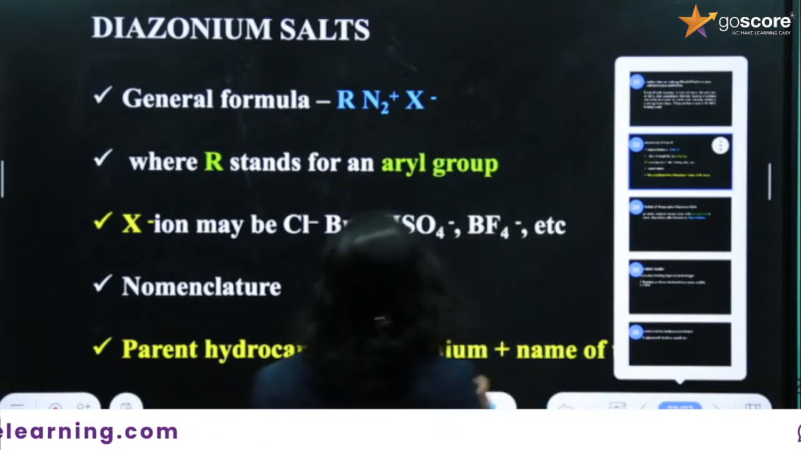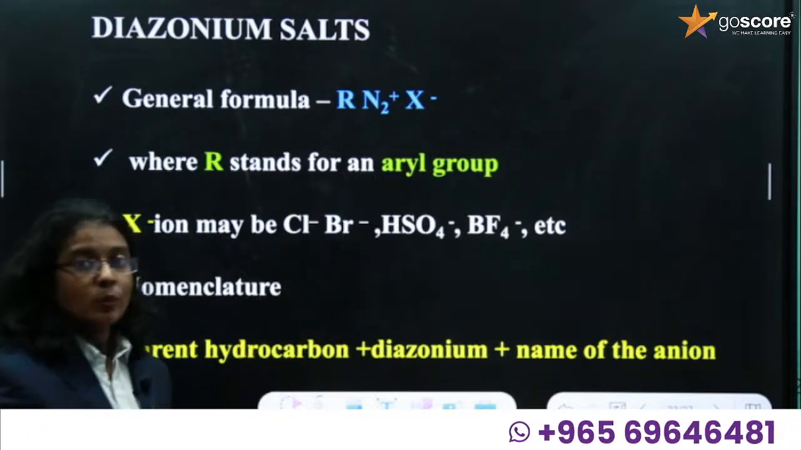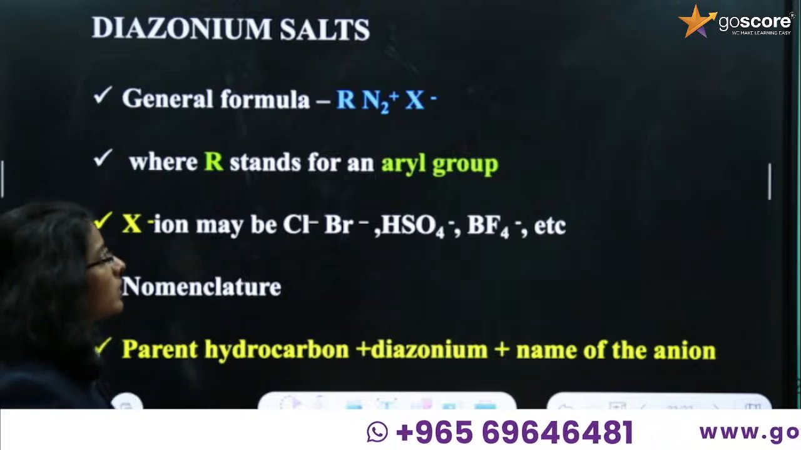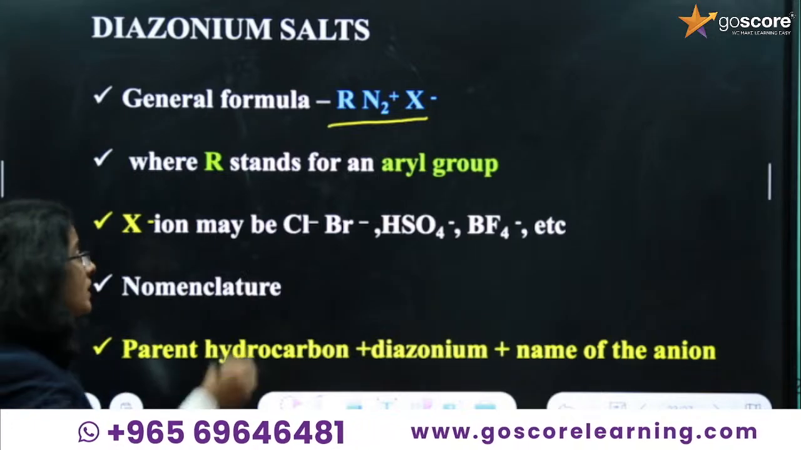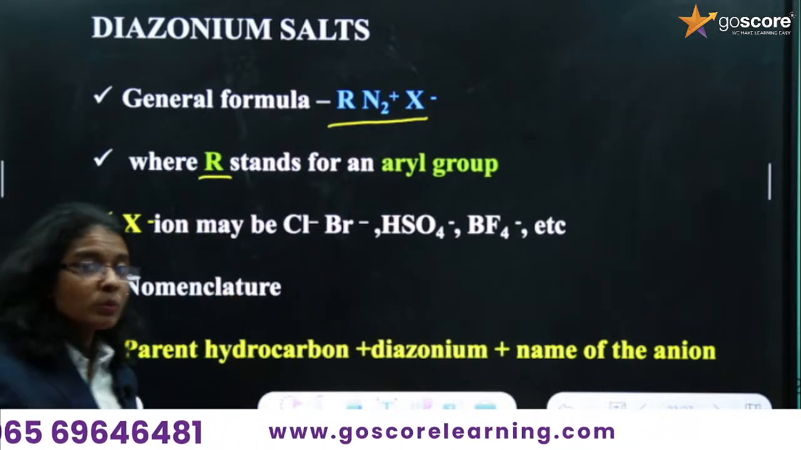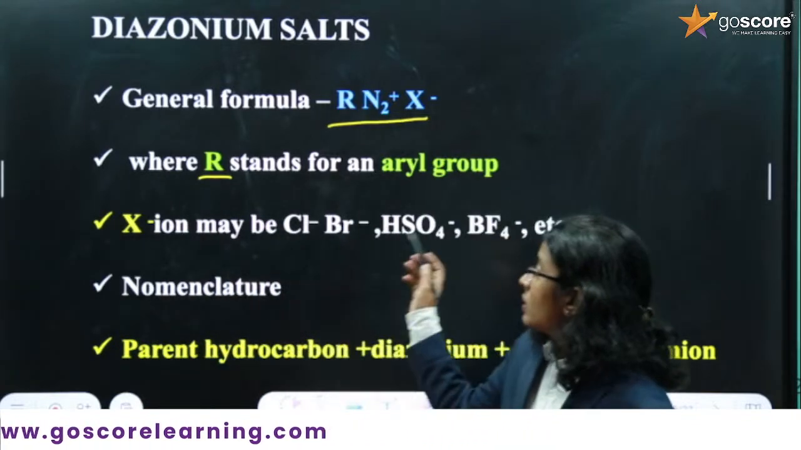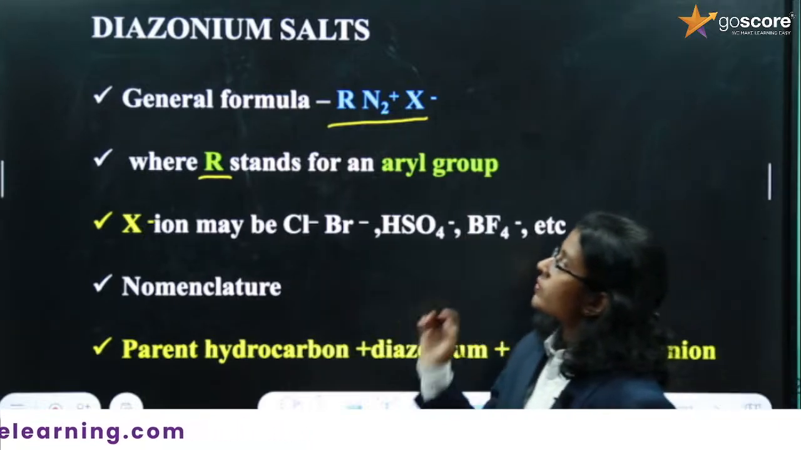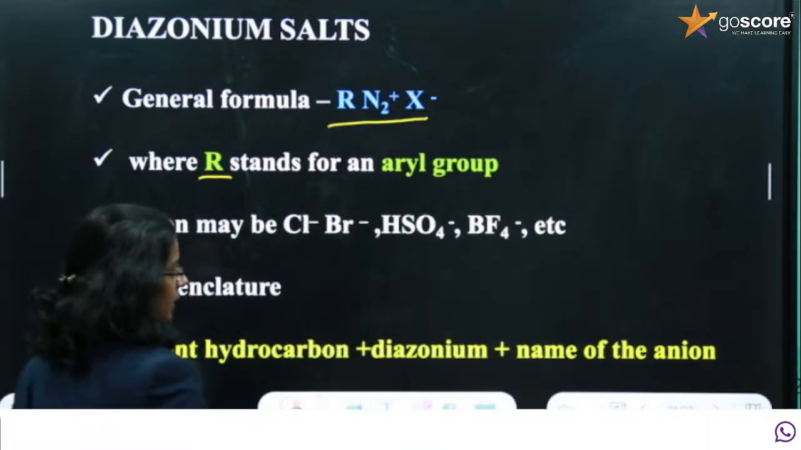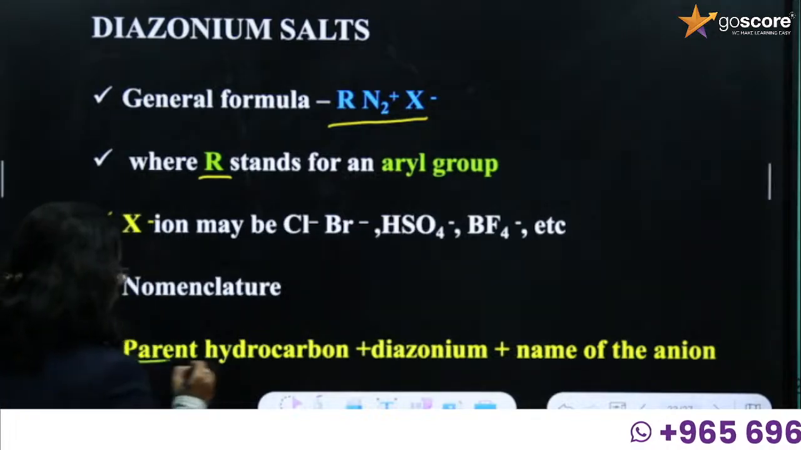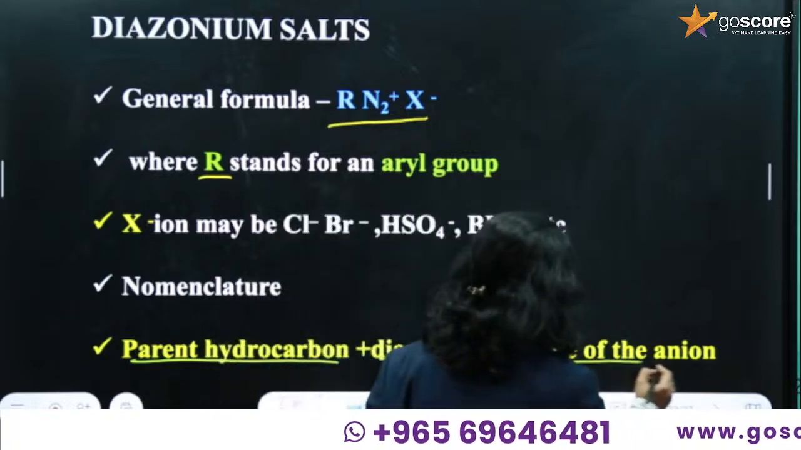Next one is diazonium salt. What is diazonium salt? You are already familiar with diazonium salt. It is RN2 plus X minus, where R stands for the aryl group. X may be Cl minus, Br minus, HSO4 minus, etc. So the nomenclature of diazonium salt is parent hydrocarbon plus diazonium plus name of the anion.